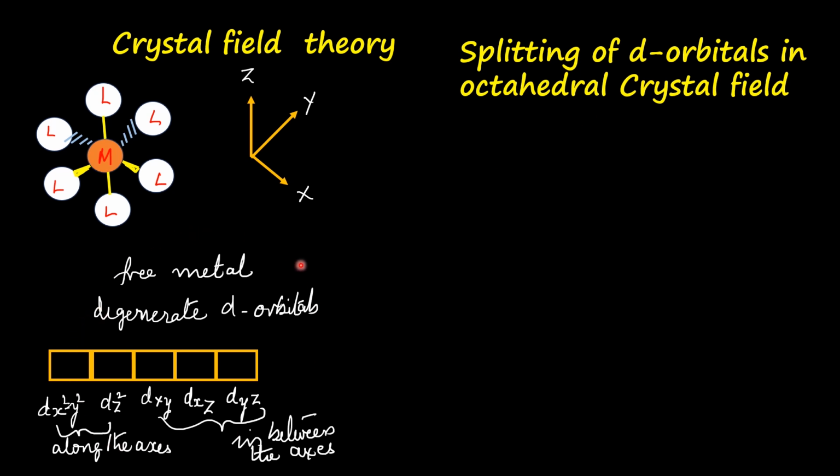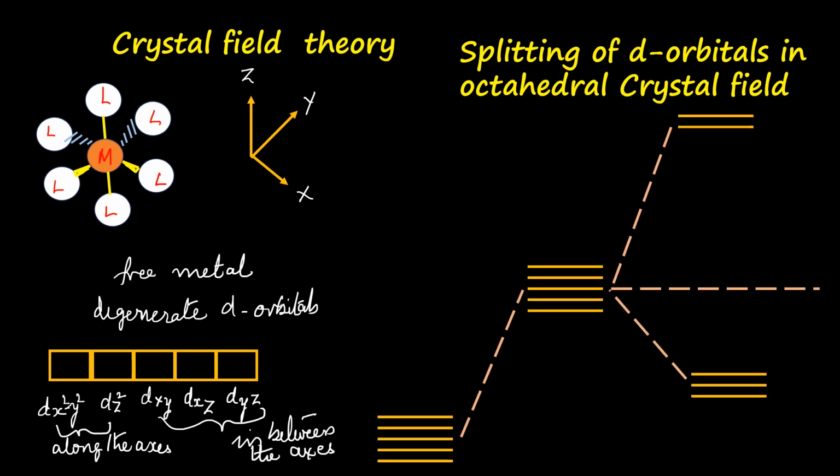Now we will see what happens to these degenerate 5 d orbitals when they are approached by a ligand. That is, a negative electric field is approaching the central metal atom. For ease of discussion, we will represent these 5 degenerate orbitals as 5 lines. These 5 degenerate orbitals are at a lower energy level in the free state, that is, when not approached by a ligand. When the central metal atom is approached by a ligand, its energy increases.